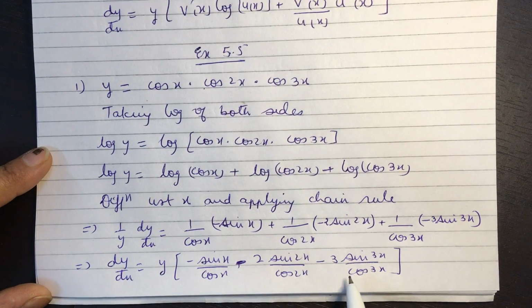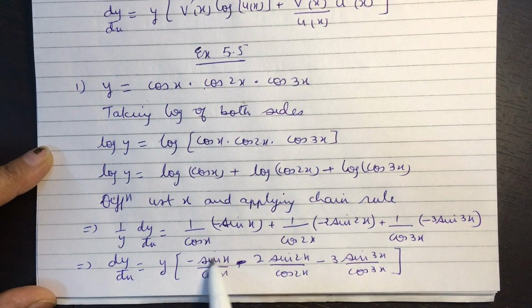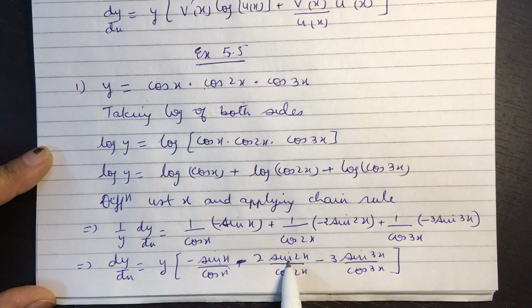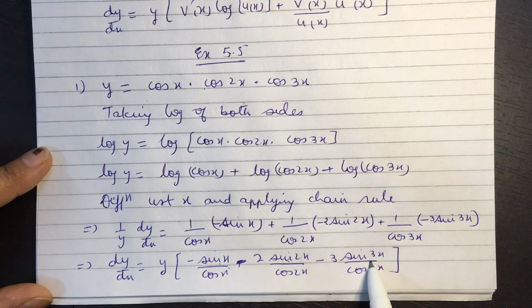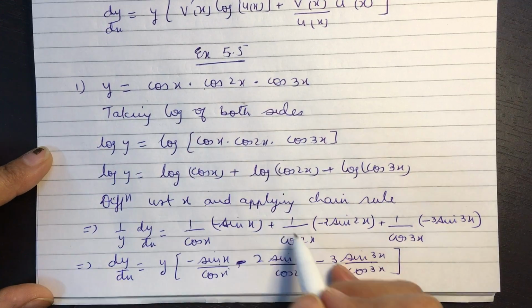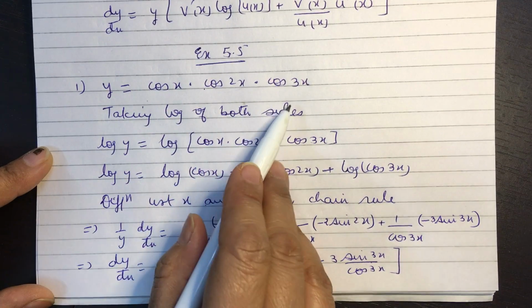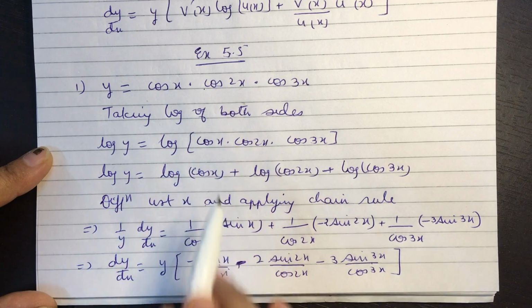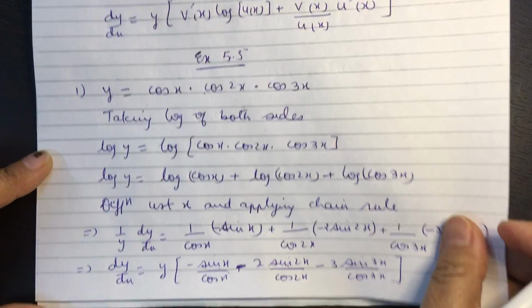You want, you leave it like this. You want, you can write tan x in place of this, tan 2x here and tan 3x. So now we have seen that with great ease we could solve this question, which otherwise would have been a lengthy procedure. Now let's take another one, which is question number 2.